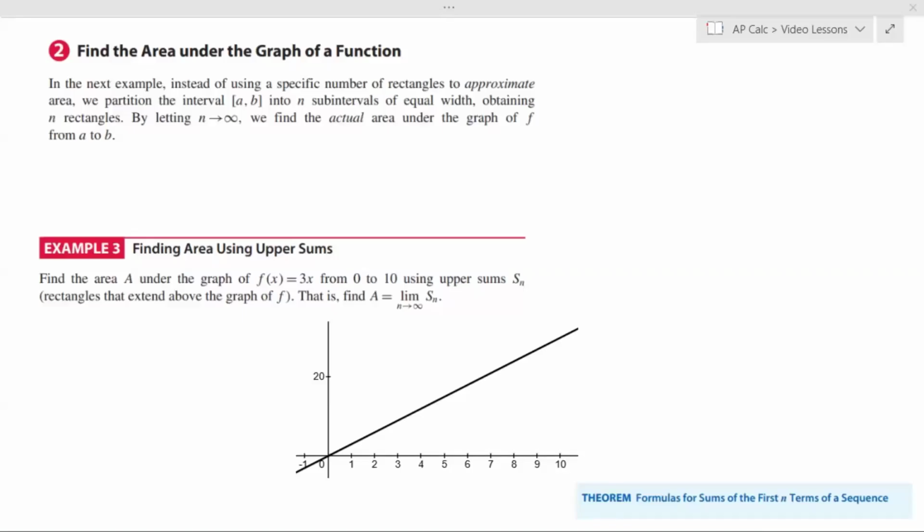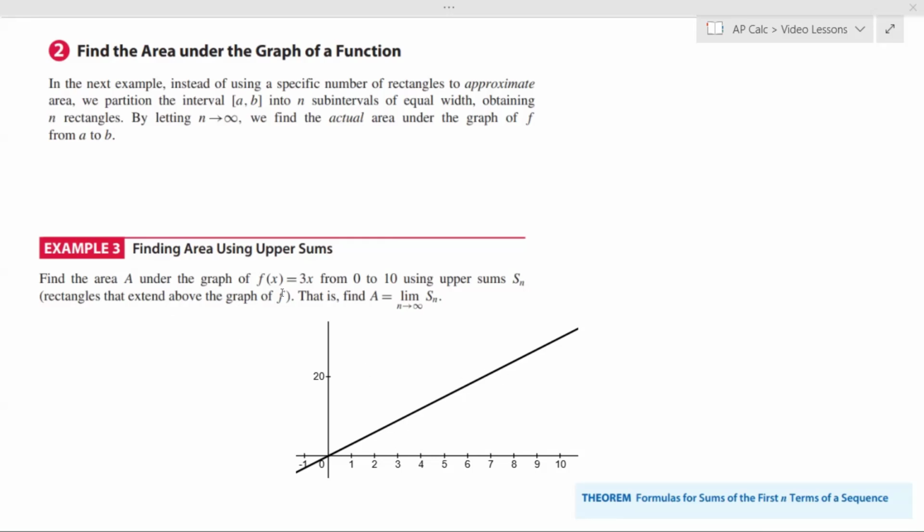Okay, so we're moving on here with part two, and we're going to find the area under the graph of a function. So in this next example, instead of using a specific number of rectangles to approximate the area, we're going to use a general number of subintervals called n, and let n approach infinity, and we're going to actually get the true area under the curve. So in this case, we're not actually going to use a curve. We're going to use a line.